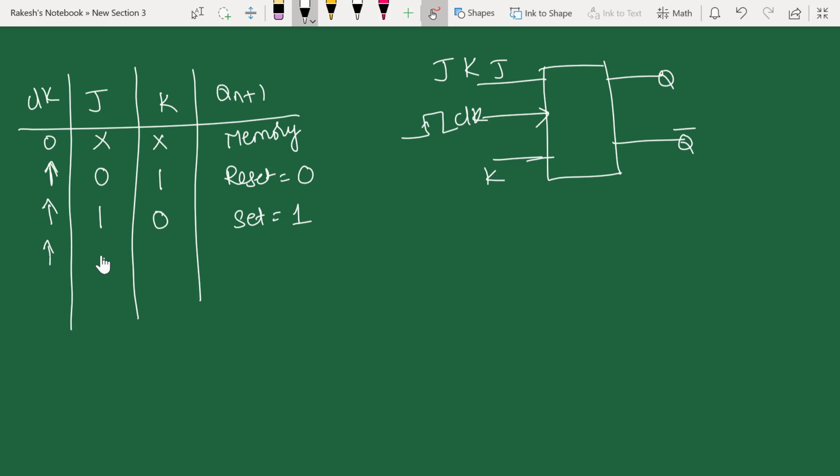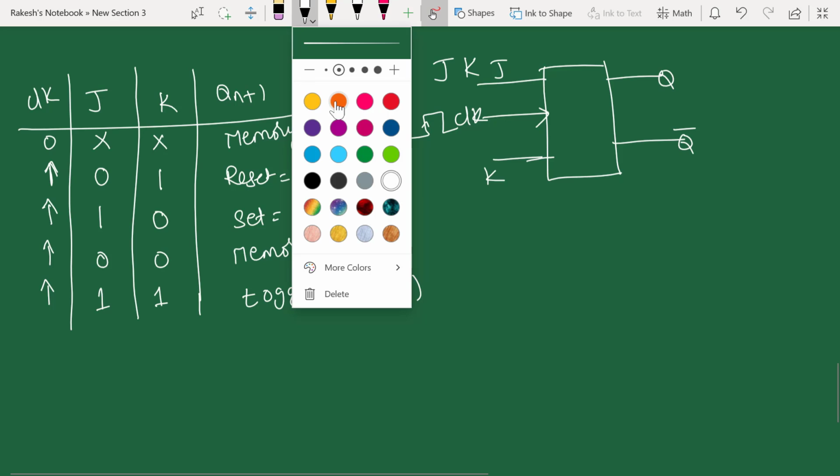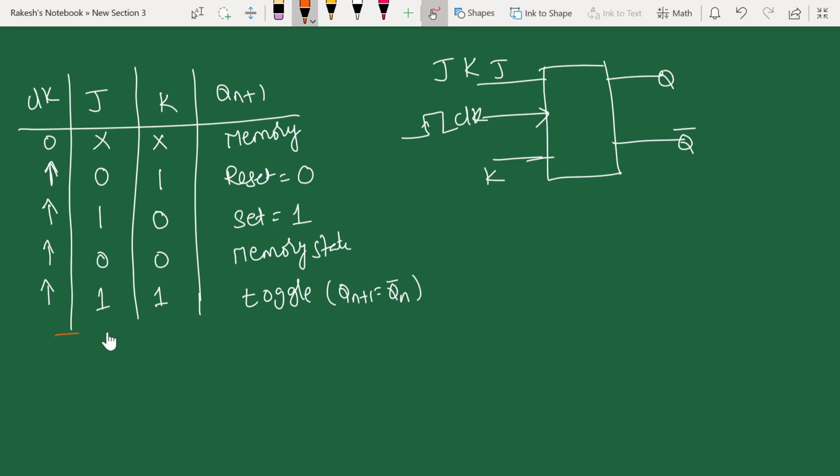Similarly, when clock is enabled and both the inputs are 0, 0, it is going to be in the memory state. When clock is 1 and both inputs are 1, 1, it is called toggle state, or you can mention it as Qn plus 1 will be Qn bar. So this is a very important condition.